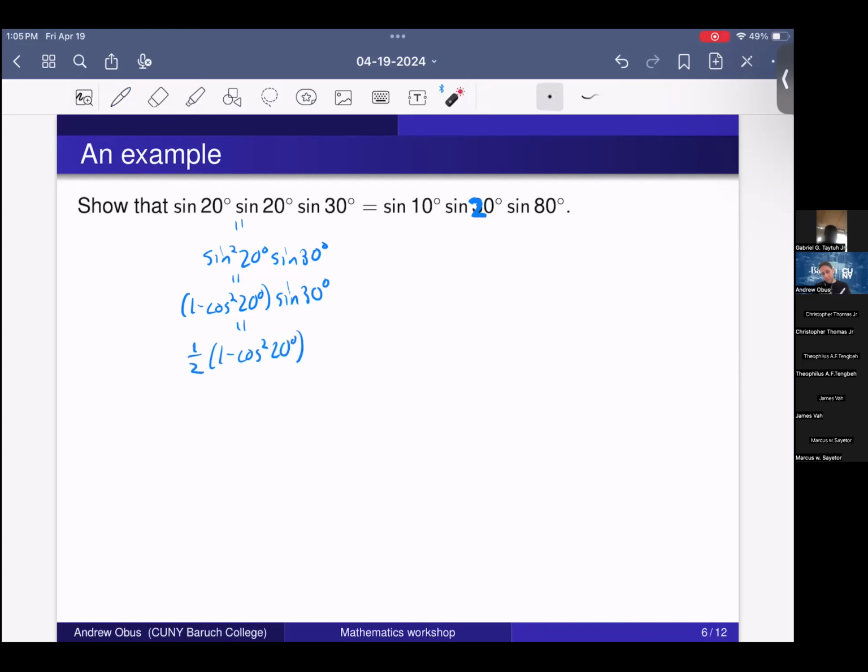But to me at least, it's still not at all clear why it's going to be equal to this on the right-hand side. It still could work out. Do you have an idea how to go from here? We can say 1/2 bracket open 1 minus parenthesis open. So you're just multiplying this out, 1/2 minus 1/2 cosine squared 20 degrees.